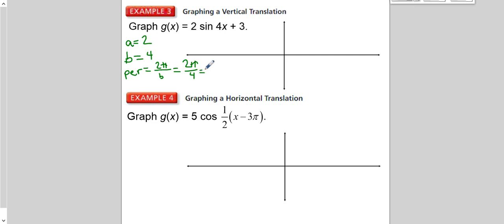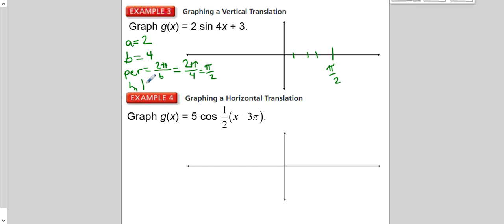So that's pi over 2. That's really important because that's what's going to go out here as our main mark to get 1 cycle. And then we'll cut that into 4 pieces. Okay, back over here. A and B and the period, then we need H and K.